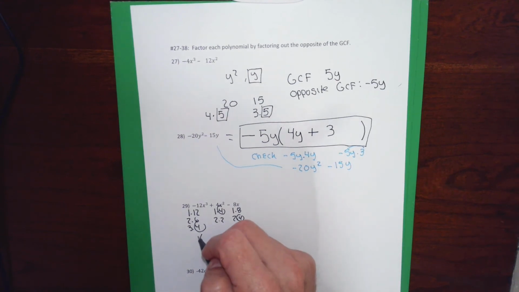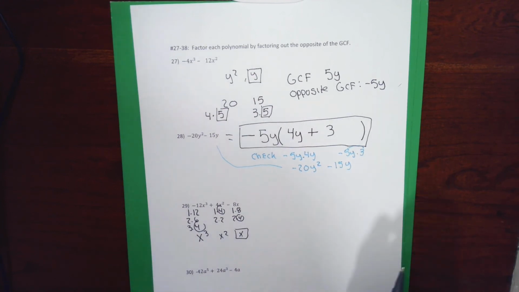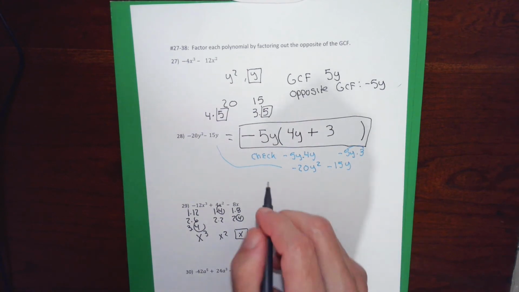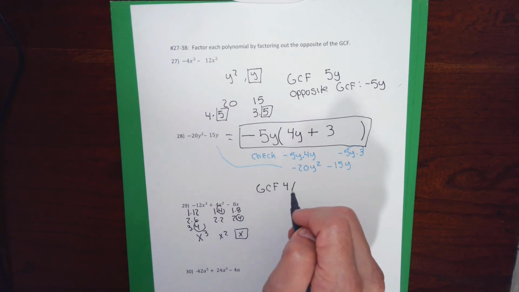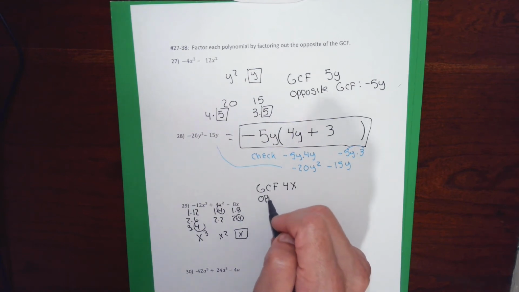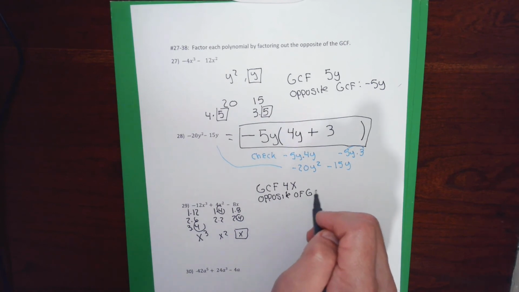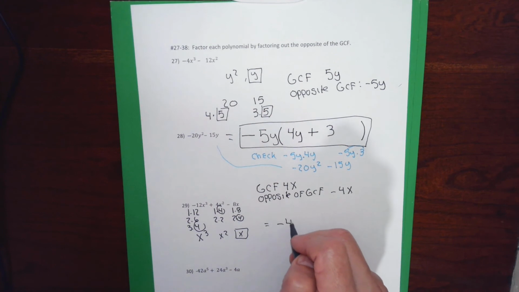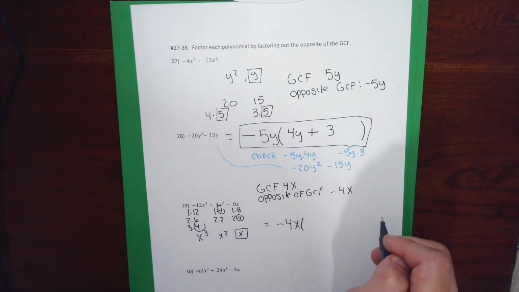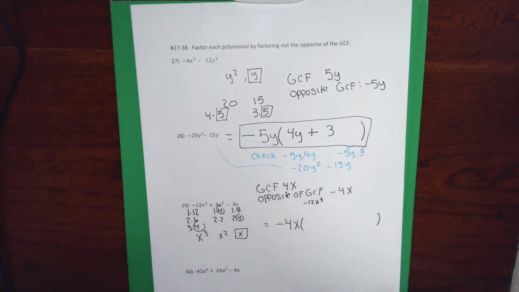Then I'll look at the variables, x cubed, x squared, and x. Each term has an x. I'll take the smallest of the exponents. The greatest common factor between these 3 terms would be 4x, but because the first term is negative, I want to factor out the opposite of the greatest common factor. So I'm going to factor out a negative 4x in my head. So let me just write above here what I'm dealing with. So factoring out the opposite, signs are going to change.